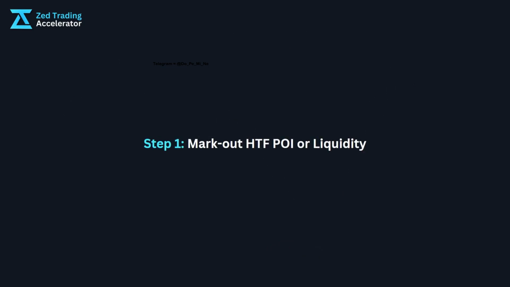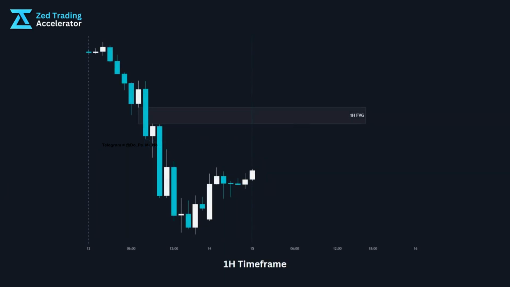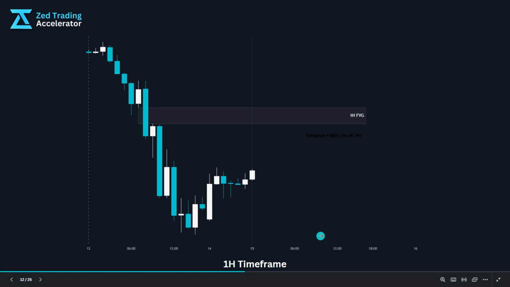Alright, so first one, step one, mark out a higher time frame point of interest or liquidity. So here we have our 1 hour time frame, as you can see right here. And the market is bearish. So our ideal price action here is the price should go up first, reaching into that 1 hour fair value gap, and then continued going lower.